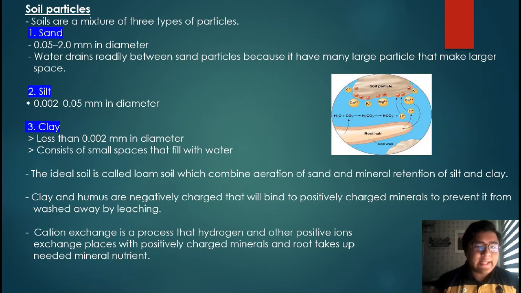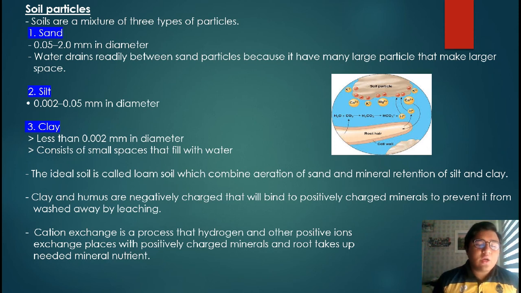Okay, so the next slide, I will explain to you about soil particles. So the soils are a mixture of three types of particles, which is sand, silt, and clay. So there is some information about these three types. Firstly, sand. The size of sand is between 0.05 to 2.0 millimeter in diameter, which is the largest, and water drains readily between the sand particles because it has many large particles that make larger space.